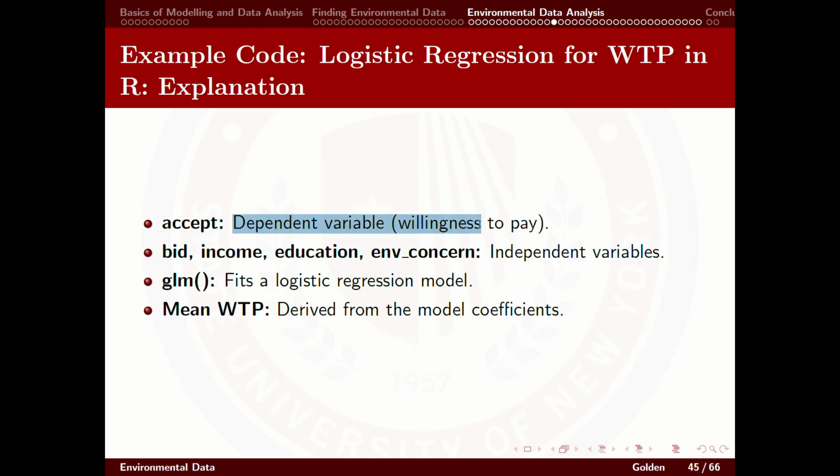So accept is a dependent variable, whether or not they're willing to pay, whether or not they accept a bid. These are independent variables, and then GLM fits logistic regression. And mean willingness to pay is what we derived using the formula from before.